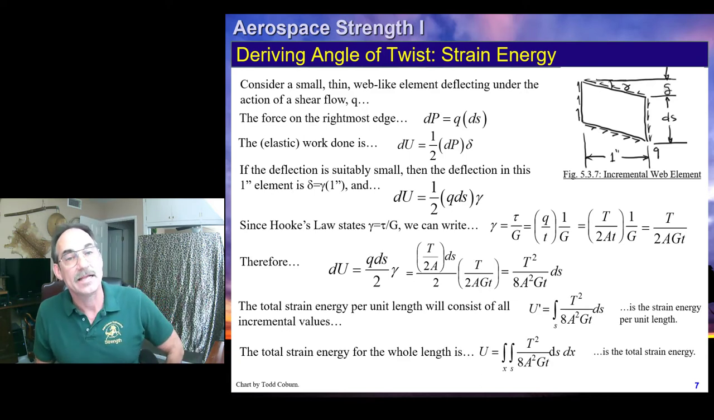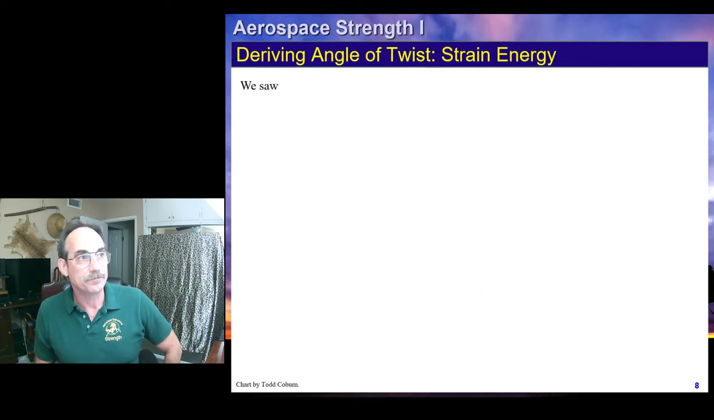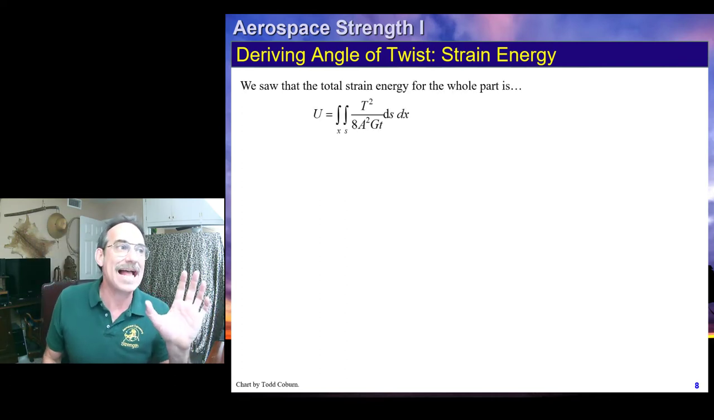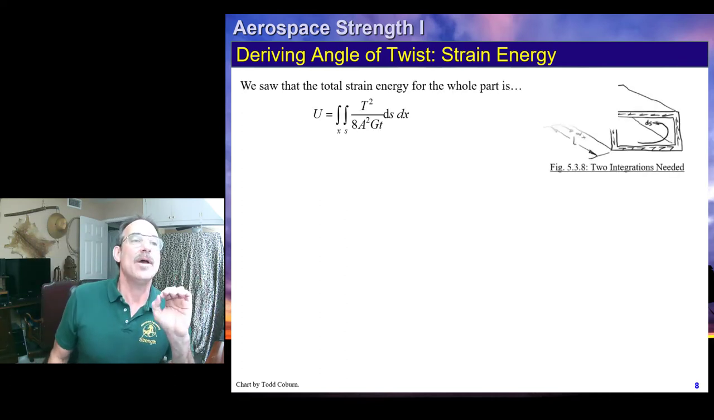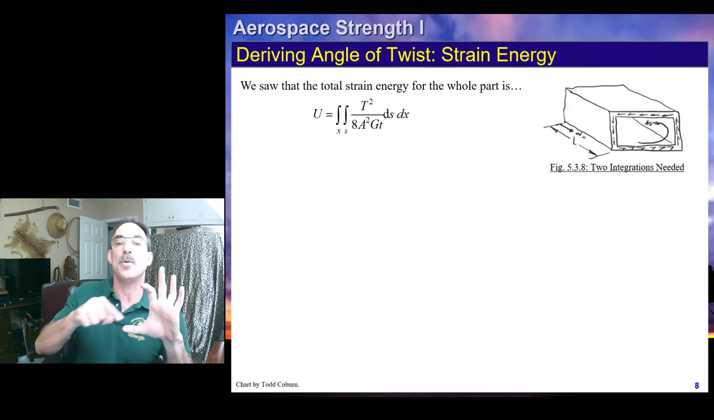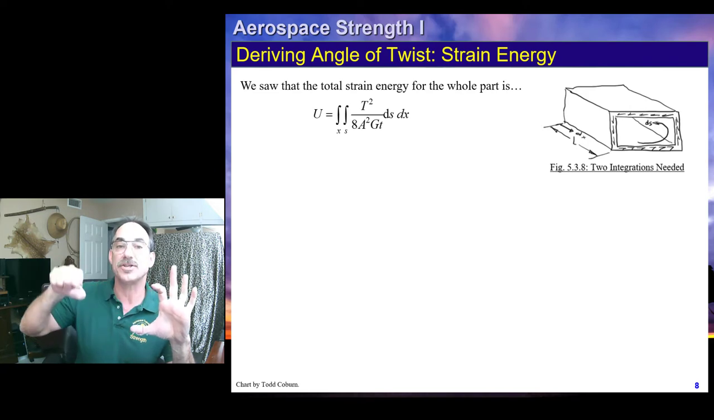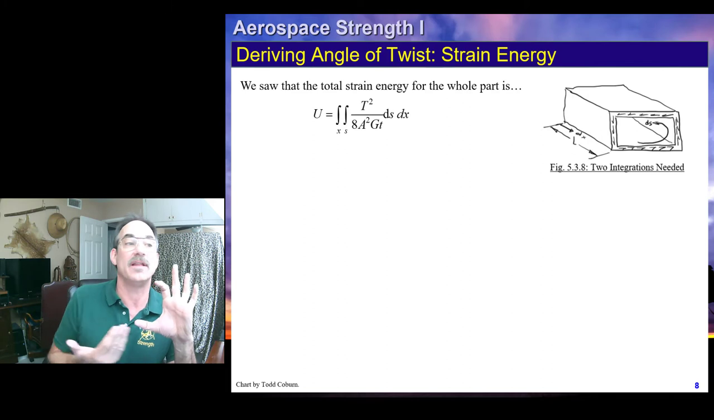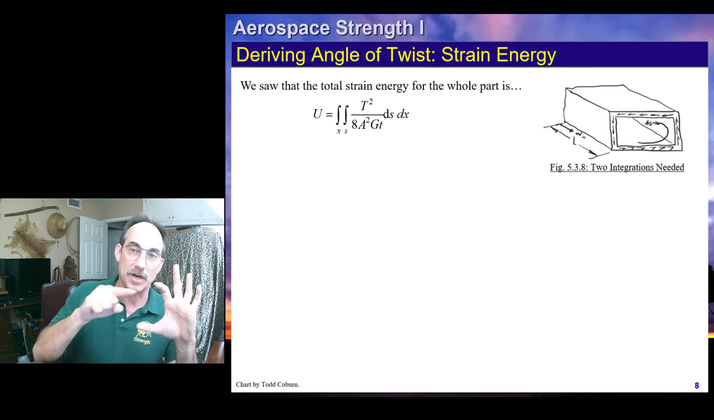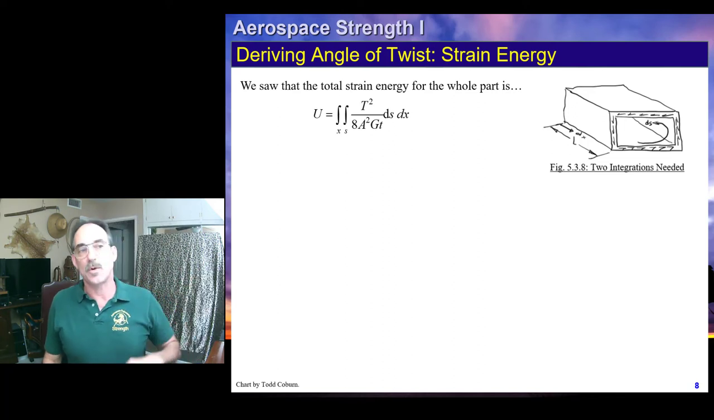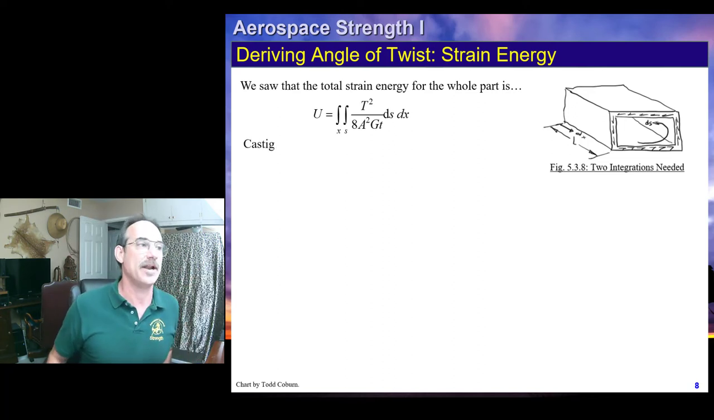Okay? Let's go to the next slide and take this the rest of the way home. So we saw this is true in our last slide. Now let's take a look at this on just a little square section. We see our ds is going around the thing in the cross-sectional dimension, and then our dx is coming along the length of the thing. Those are our two integrations. We're integrating around the thing and then along the thing. That's what this equation says, and that gives us the total strain energy.